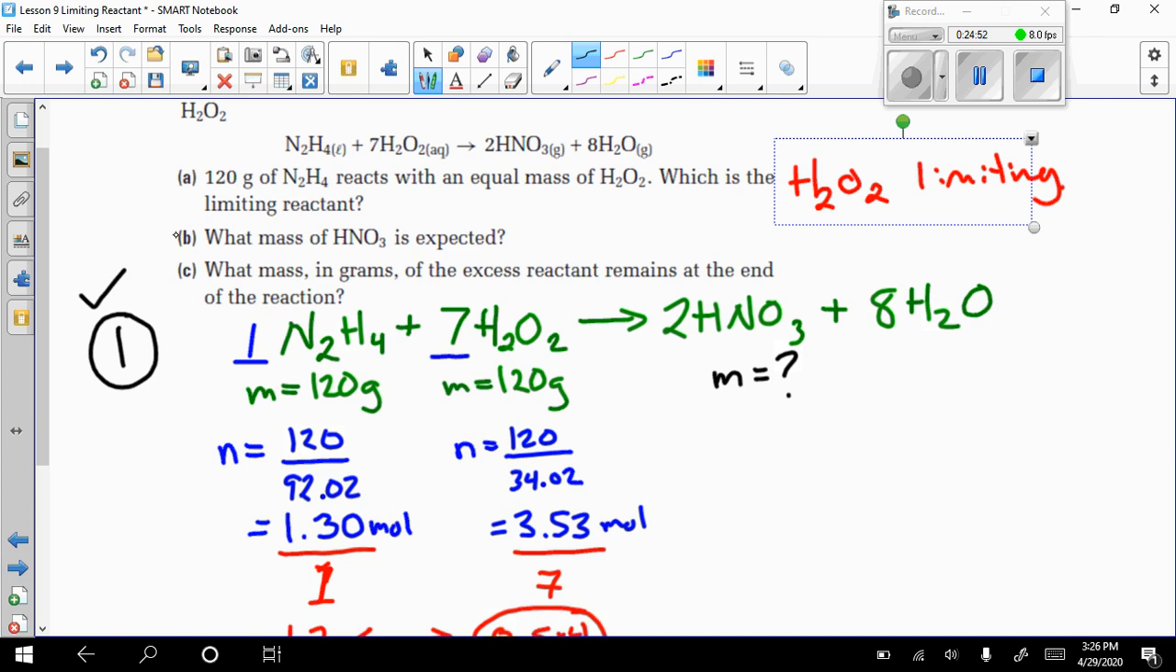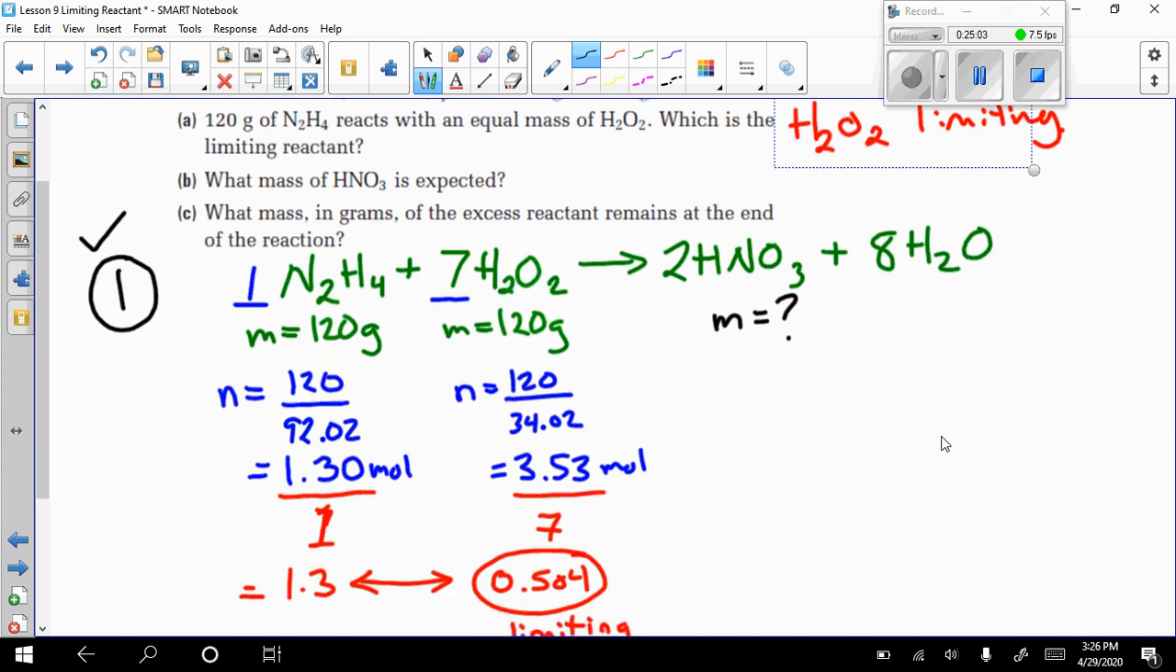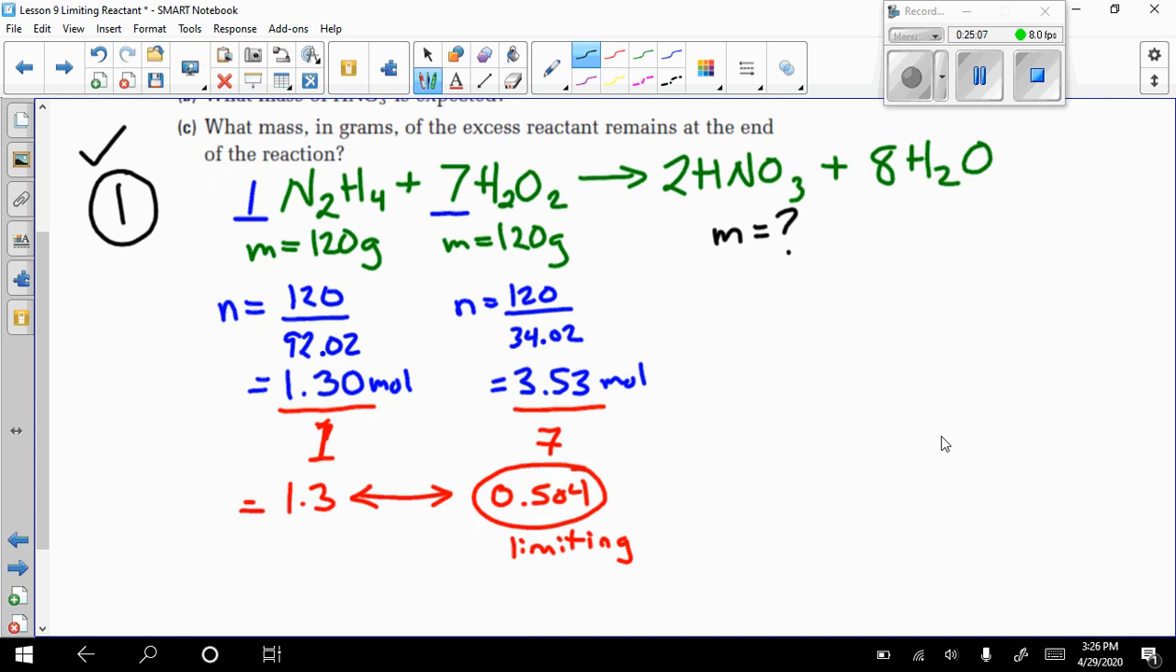I've written my balanced equation, and I've written down what I've been given. But the fact that we've figured out the limiting reactant means that we've actually also done step number 2 of stoichiometry, which was to convert to moles. Now, one thing I'm going to show you is that we're only interested in the limiting reactant.